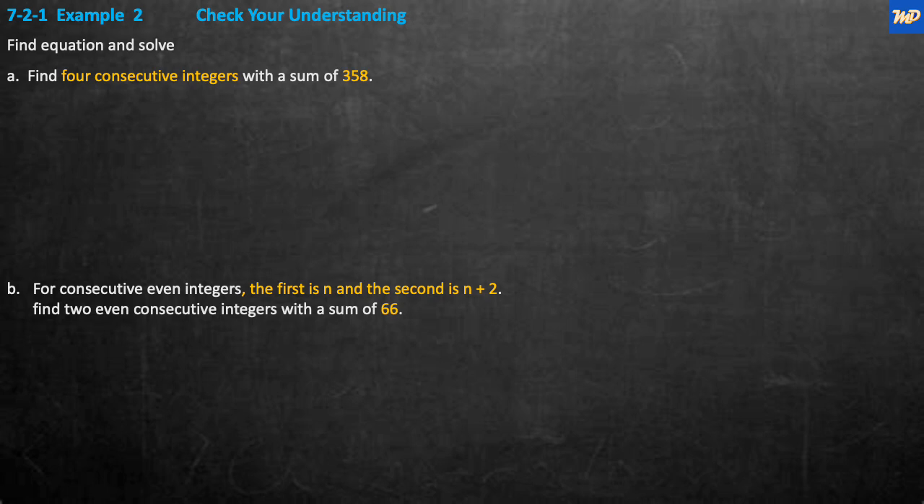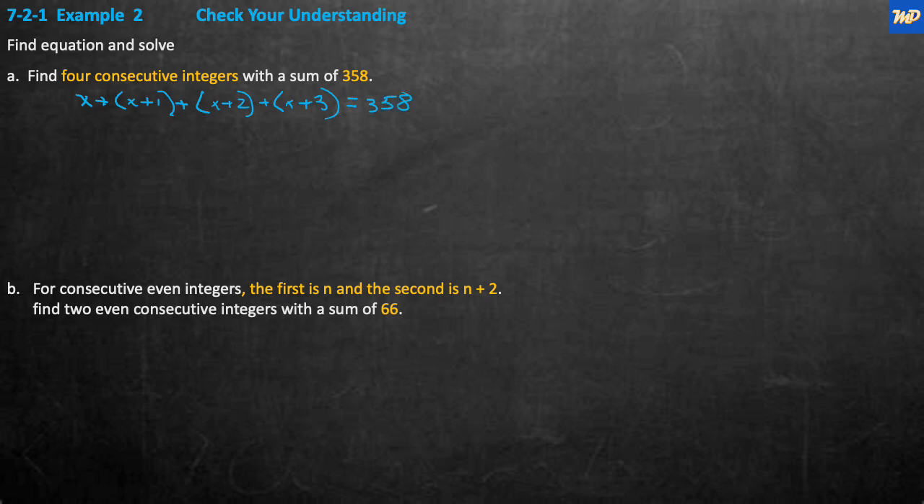Okay, for example 2, let's check our understanding. Find the equations and solve here. So we have 4 consecutive integers with the sum of 358. So what does that look like? We're going to start with an x, and we're going to add x plus 1, there's the second integer, plus x plus 2, there's the third integer, plus x plus 3, there's the fourth integer, and this all equals 358.